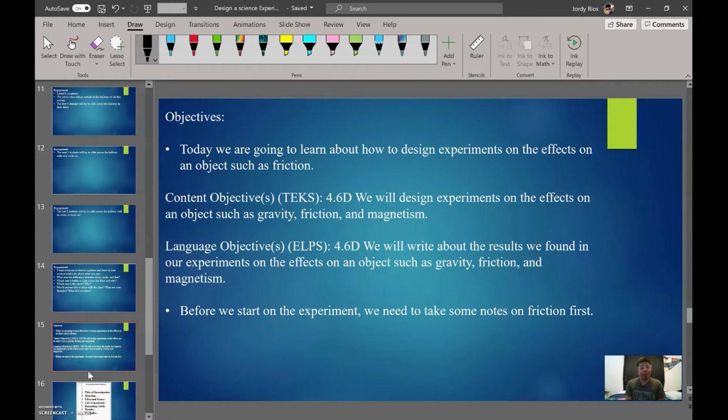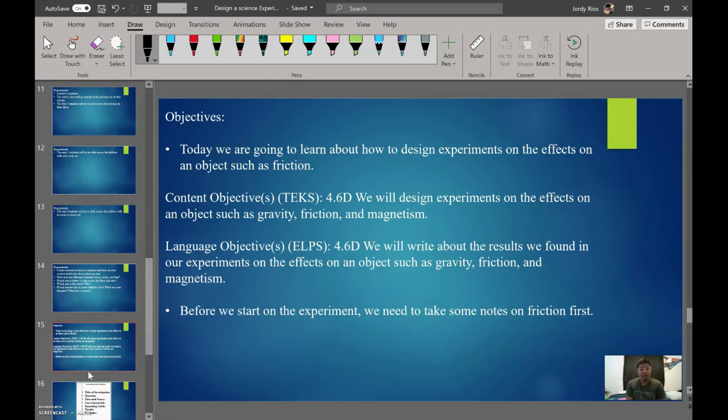Okay, welcome back. So our objectives for today, we are going to learn how to design experiments on the effects on an object such as friction. Our content objectives are: we will design experiments on the effects on an object such as gravity, friction, and magnetism. But today we are only doing what class? Friction, that is correct. Language objectives. We will write about the results we found in our experiment on the effects on an object such as gravity, friction, and magnetism.